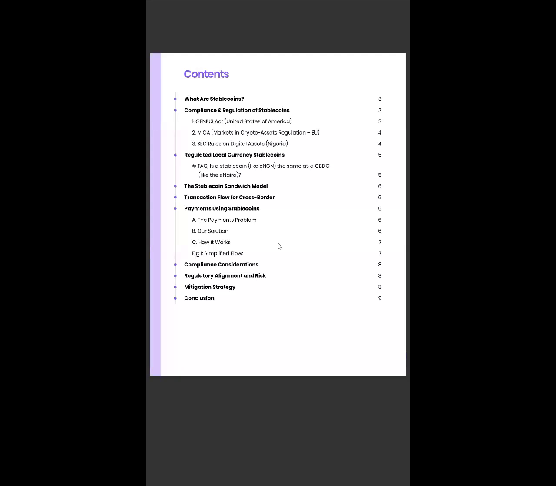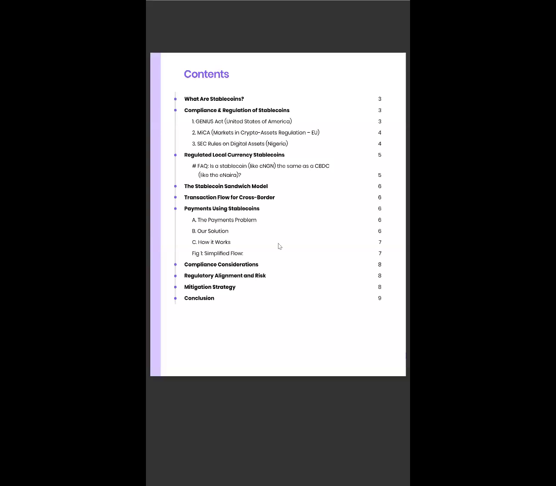So I'm just going to keep it very brief, so we allow time for questions and answers at the end. Through this course, if you can call it that, it's really a crash course. We'll be touching on, in the hopes that at the end of this, you would know, one, what stablecoins are. Two, we have a sense of compliance and regulation of stablecoins, globally and locally. Three, we would go through some frequently asked questions on local currency stablecoins at least.